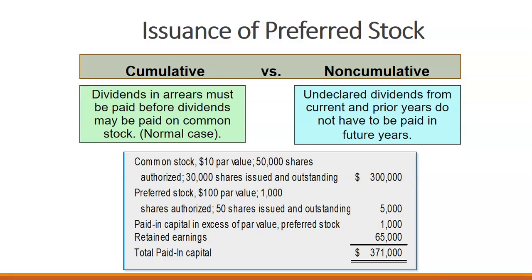What we see in the bottom chart then is how it looks on our balance sheet in our stockholders equity section. Here we have common stock of 50,000 shares authorized, 30,000 shares outstanding, and we have 50 shares issued and outstanding of preferred stock.